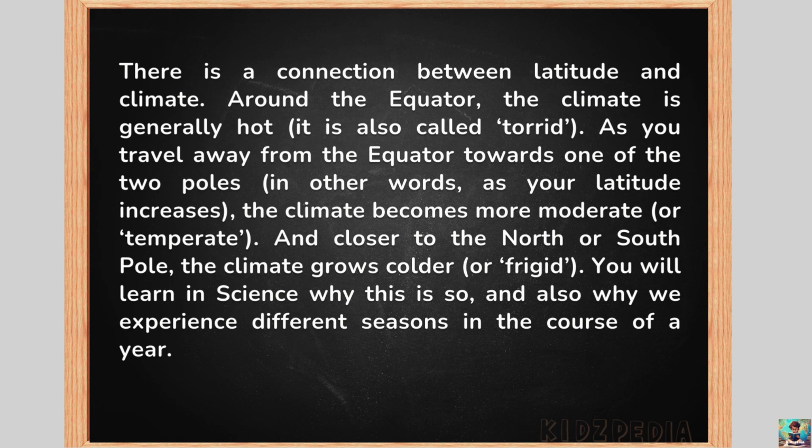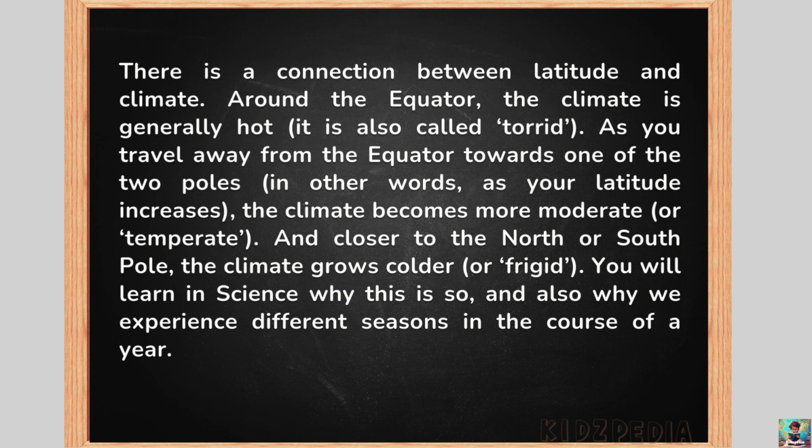There is a connection between latitude and climate. Around the equator, the climate is generally hot. It is also called torrid. As you travel away from the equator towards one of the two poles, in other words, as your latitude increases, the climate becomes more moderate or temperate, and closer to the north or south pole, the climate grows colder or frigid. You will learn in science why this is so and also why we experience different seasons in the course of a year. So what do we learn here?